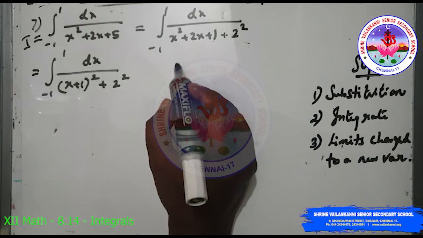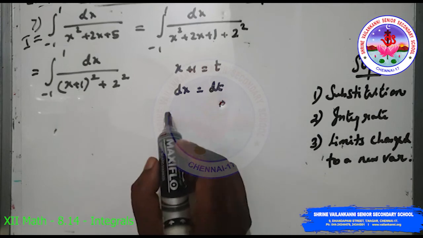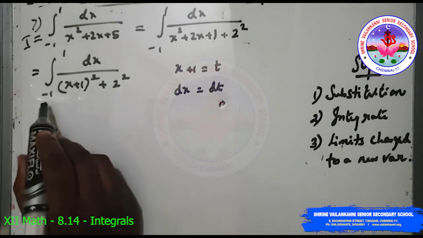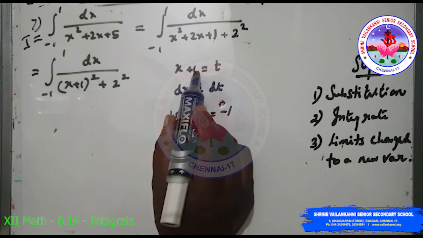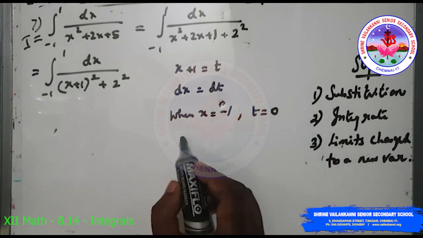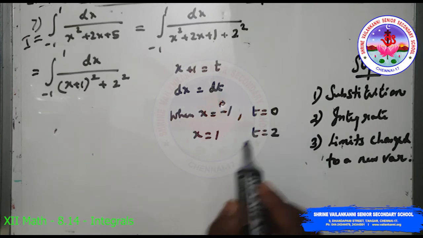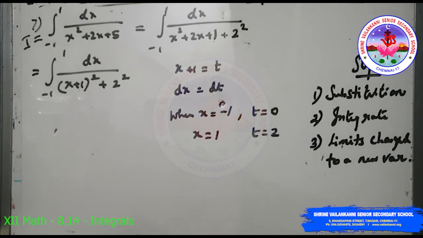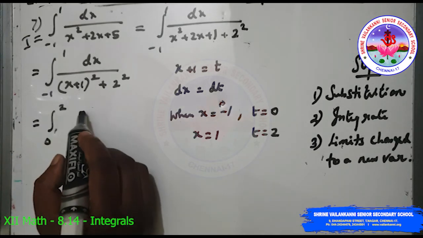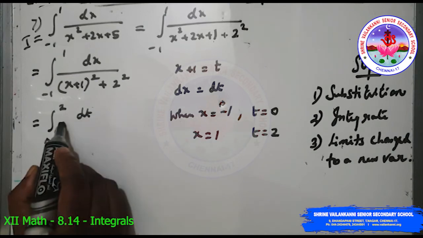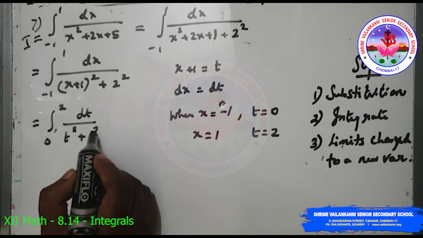Now using substitution, x plus 1 equal to t. So dx is dt. Using limits, when x is minus 1, t equal to minus 1 plus 1 is 0, so t equal to 0. When x is 1, 1 plus 1 is 2, so t is 2. Now the limits change to 0 to 2. Dx is dt, and x plus 1 is t, so dt by t square plus 2 square.